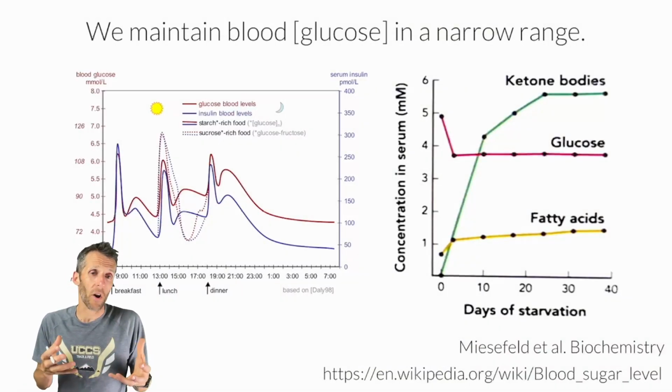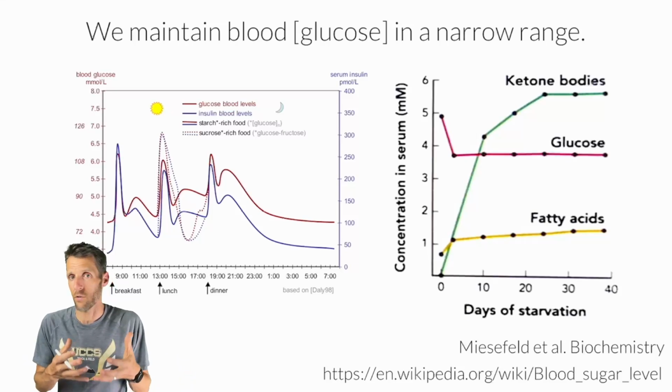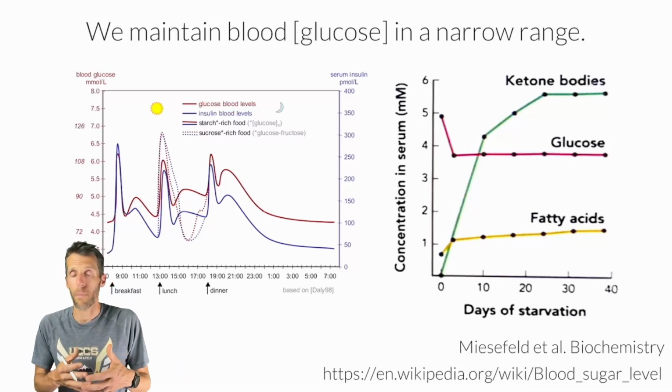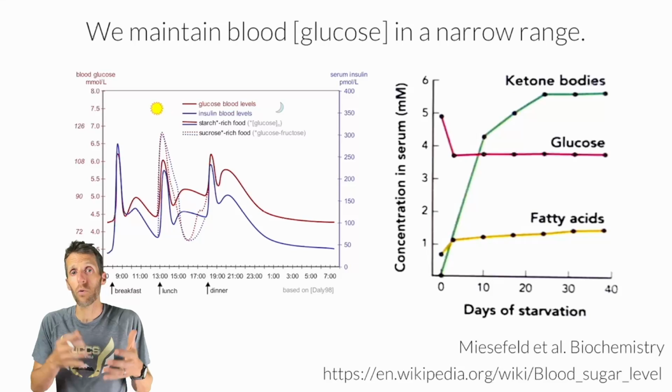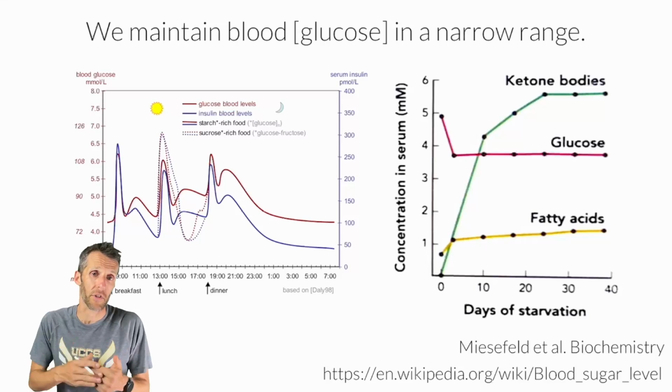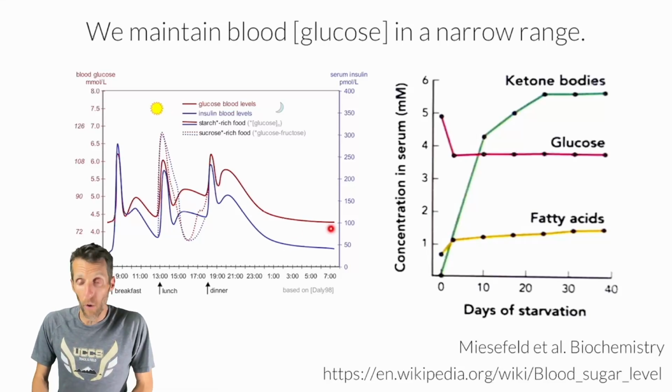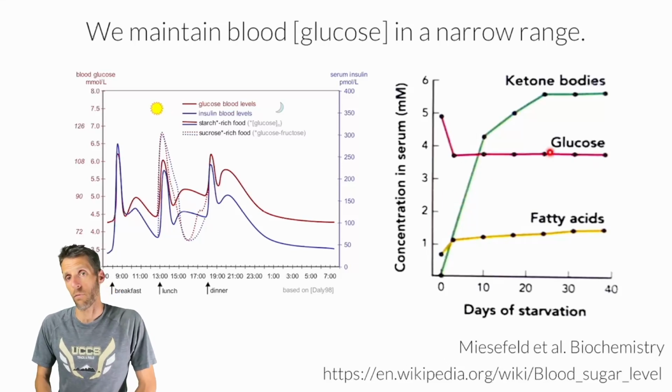One of the things that our physiology cares a lot about is maintaining our blood glucose concentration in a fairly narrow range. This is in response to things both acute, so we eat or we don't eat. For brief periods of time, our blood sugar fluctuates, and we have compensatory mechanisms to keep that blood sugar within a narrow range. This also occurs over long-term things like starvation. So if you don't eat for a very long time, your blood glucose concentration remains relatively constant because of homeostatic mechanisms.